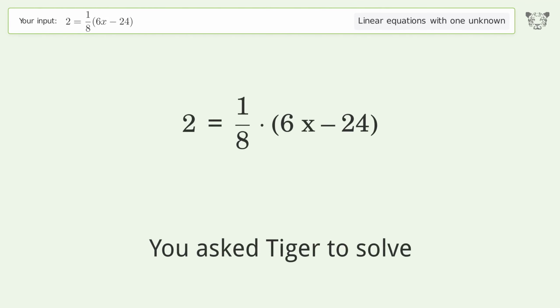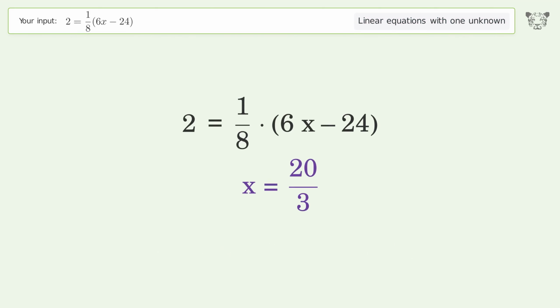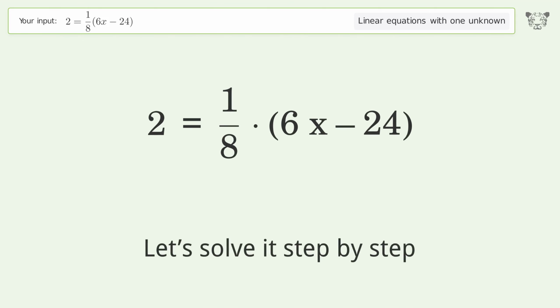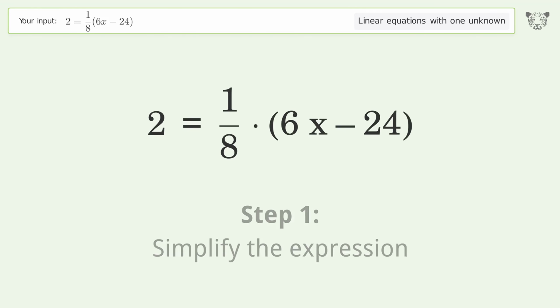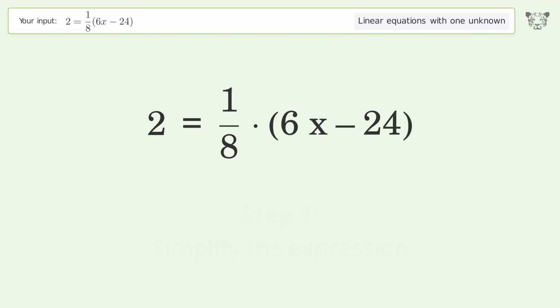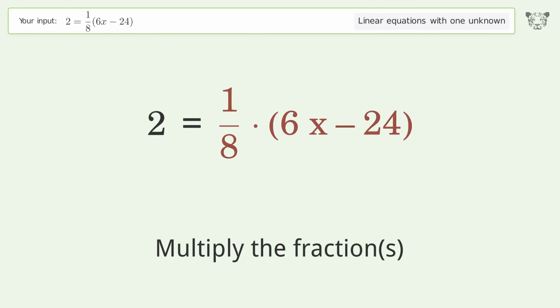You asked Tiger to solve this. It deals with linear equations with one unknown. The final result is x equals 20/3. Let's solve it step by step. Simplify the expression. Multiply the fractions.